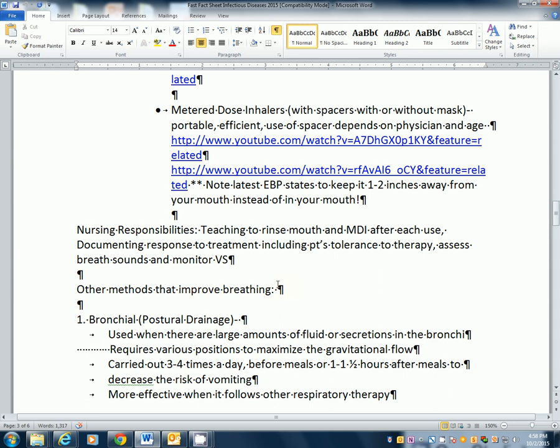Nursing responsibilities: teaching them to rinse their mouth, particularly if they're on steroid inhalers, because it can cause candidiasis. Multiple dose inhalers, after every use, they want to rinse their mouth. Documenting the response to treatment and their tolerance, and assessing breath sounds and vital signs. That's all part of what we're supposed to be doing. Now, children, or adults really, need to know that some of the side effects would be common hyperactivity, being jittery, increased heart rate with some of these bronchial dilators.